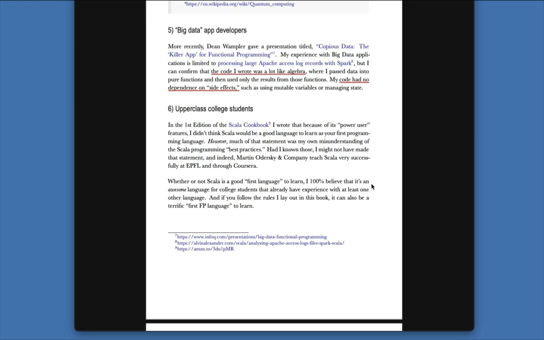But here what I'll say is I think that Scala is 100% going to be an awesome language for college students that already have experience with other languages, and it's a terrific first functional programming language to learn. And I hope you'll see that as we go along here.